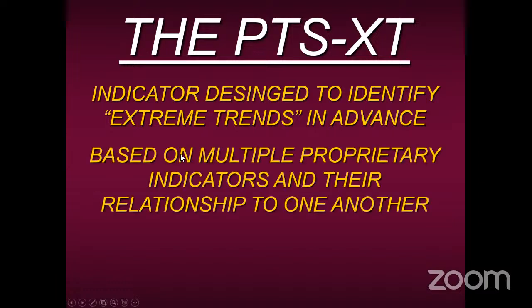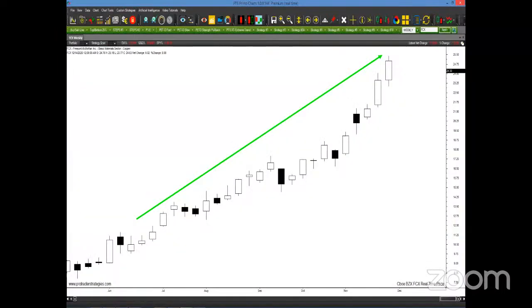Now, on top of that, it's based on multiple proprietary indicators and their relationship to one another. But the real secret is in knowing how to use and apply the PTS XT, not in how to backtest the formula or see if you can auto reverse it. For example, let's look at this older chart here. Here is a weekly chart in FCX. Now, obviously, we've had a very extreme uptrend, right?